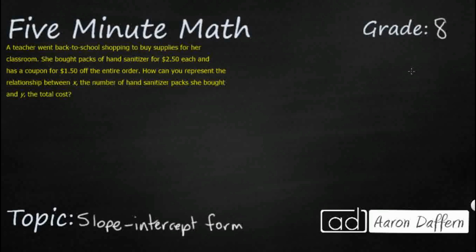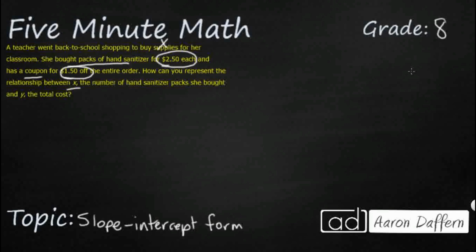So we have a problem situation here with a teacher going back to school shopping to buy supplies. She's buying packs of hand sanitizer for $2.50 each. We have a coupon here for $1.50 off the entire order. So we need to represent this relationship here. X is going to be the number of hand sanitizer packets, so I'm going to put that X right there. And then Y is going to be the total cost.